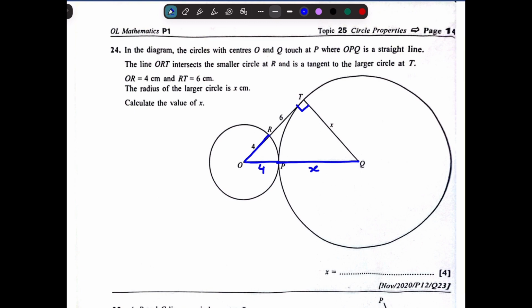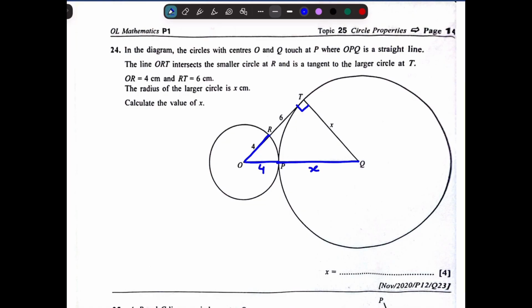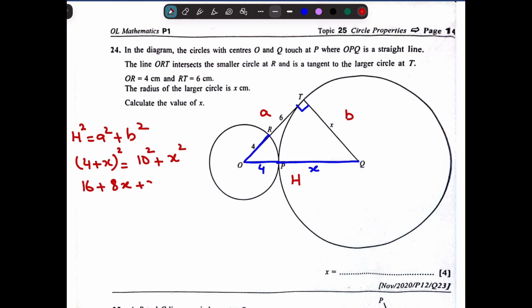So what are we going to do? We're going to apply Pythagoras theorem. All you need to do is figure out the hypotenuse. So the length opposite to the right angle qualifies as the hypotenuse, right? So this is h. This is a and b. Pythagoras tells us that h square is equal to a square plus b square. h is 4 plus x. Whole square is equal to a, which is 10 square, plus b, which is x square. Okay, so let's simplify. 16 plus 8x plus x square is equal to 100 plus x square.